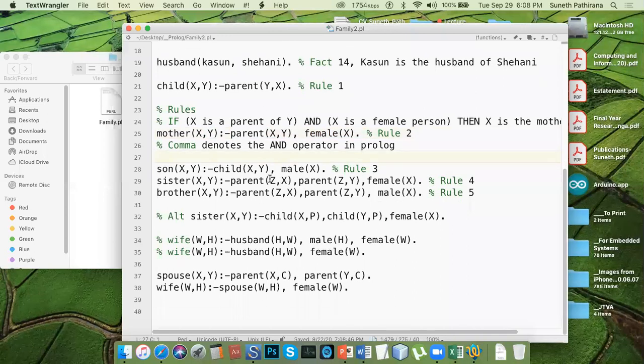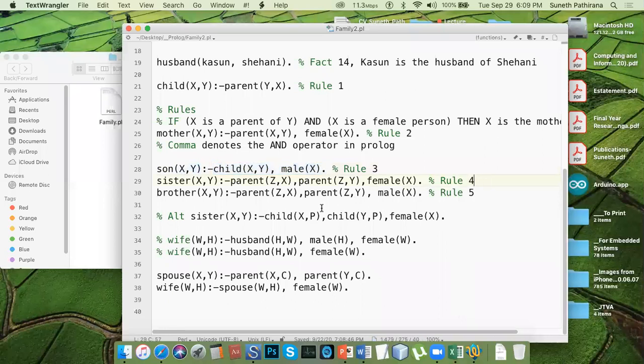Accordingly, we continued with son. x is the person who is going to be the son in this scenario. What is the qualification to become a son? From one hand, x must be a child of the same person y, and x must be a male person. In other words, a son is a male child of the family.